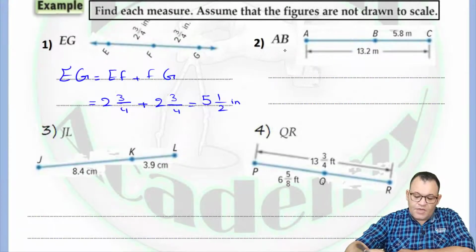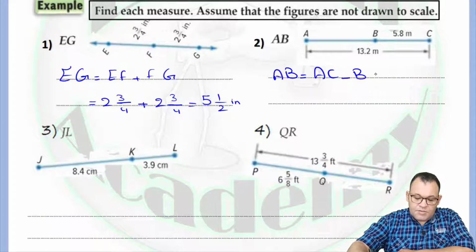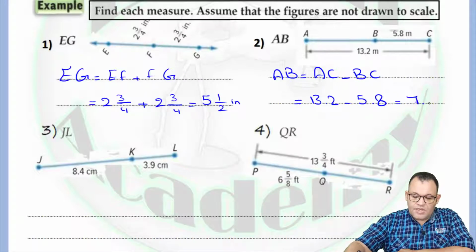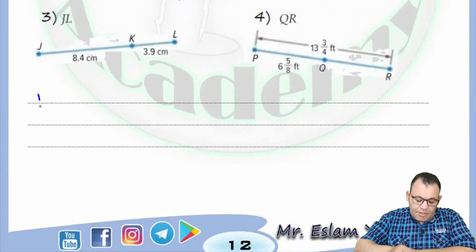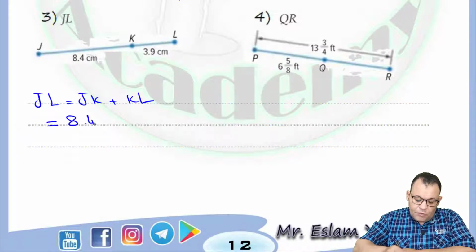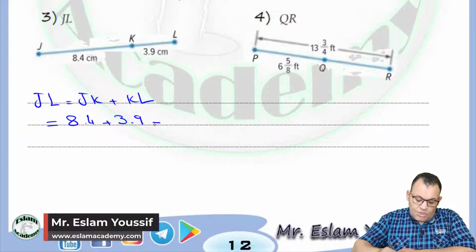In question number 2, we need to find the length of AB. We said AB plus BC equals AC. If you need to find one of the small parts, you will subtract. So AB is equal to AC minus BC. Then by using substitution, 13.2 minus 5.8, you will find the answer equals 7.4 meters. Find the length of JL. To find JL, it will be equal to JK plus KL. By using substitution, 8.4 plus 3.9 equals 12.3 centimeters.